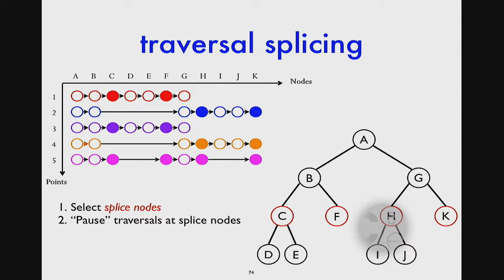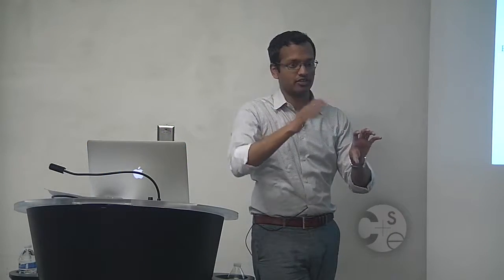Step 1 is run the traversals, but stop them when they're done with that part of the tree. So run the traversals until they get to node C, and then stop. Then move on to the next tile. So I'm going to take a tile of the tree, interact with it, then move to the next tile of the tree, interact with it.